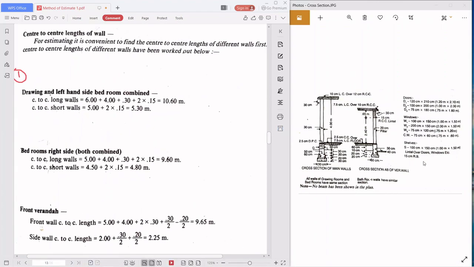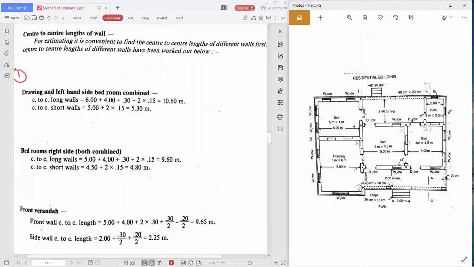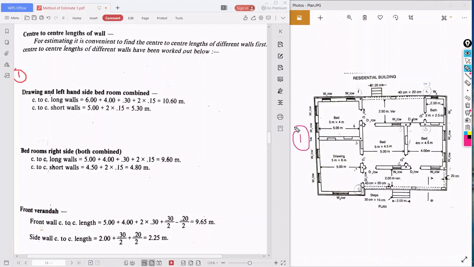Okay, drawing and left side bedroom is there. So this one I have told you, first one, this is drawing and left hand side bedroom. So what is that? We have to consider center to center length of long walls and center to center length of short walls. So when we consider this, you should see only this.